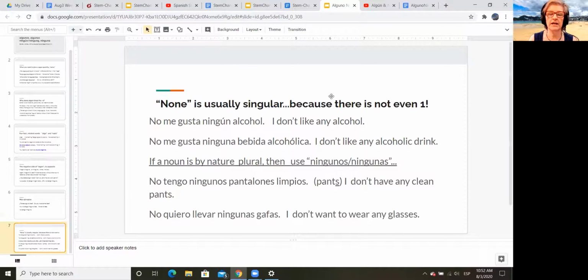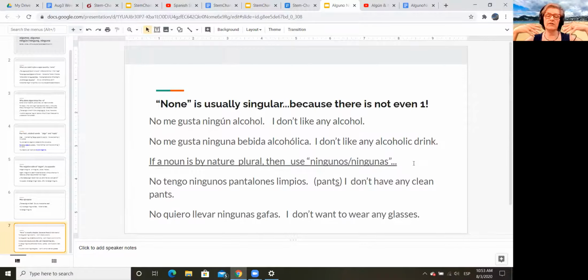Same thing. Okay. The word none in Spanish is usually singular because you don't have even one. So it's got to be ningún or ninguna or ninguno if it takes the O back. No me gusta ningún alcohol. I don't like any alcohol, any kind. Right? Ningún alcohol. No me gusta ninguna bebida alcohólica. I don't like any alcoholic drink. Then it's ninguna bebida. No drink. Bebida is feminine, so ninguna. Ninguna bebida alcohólica just describes the kind of drink, right?